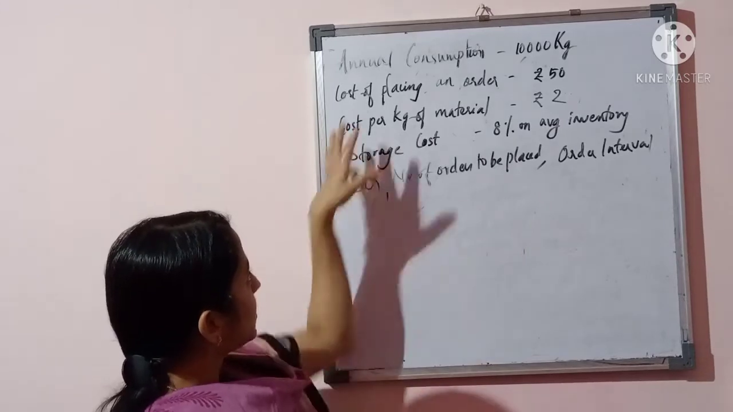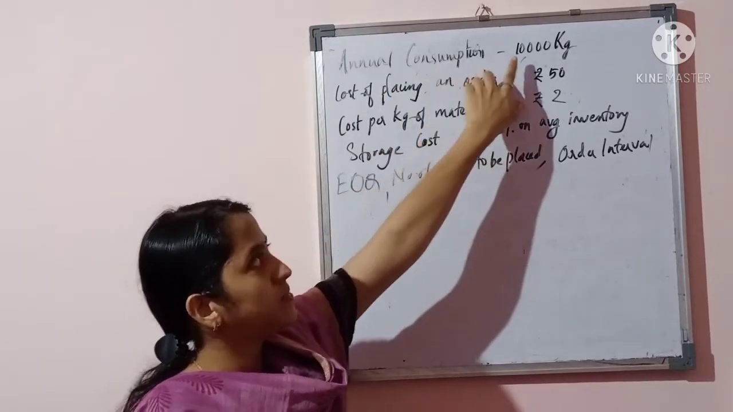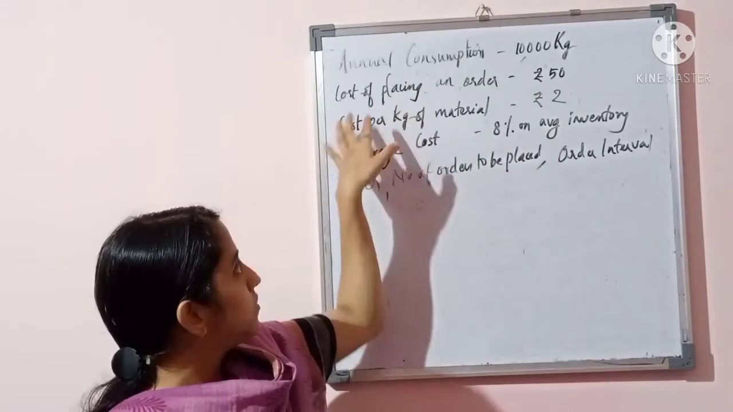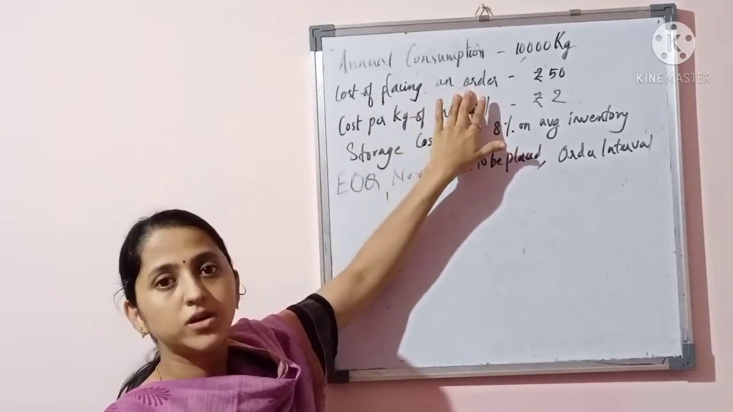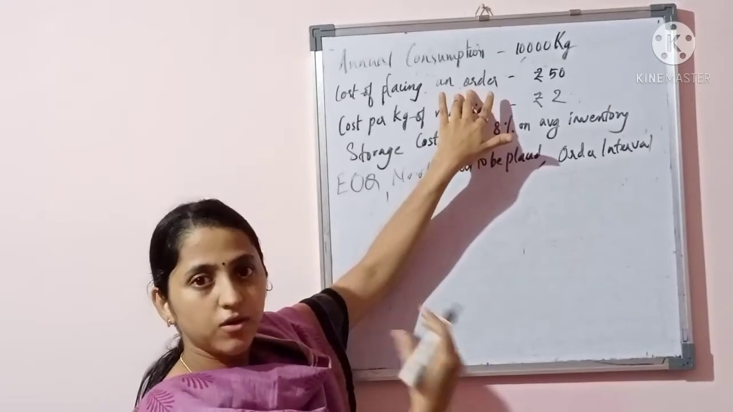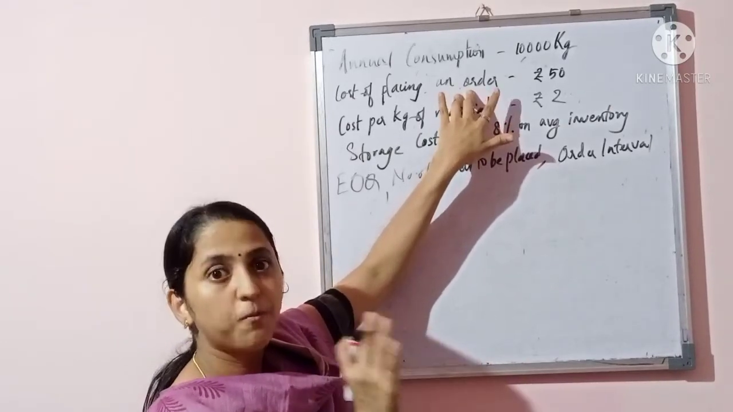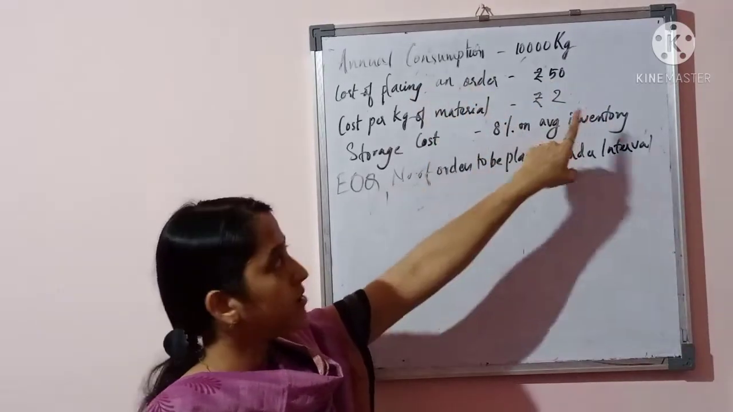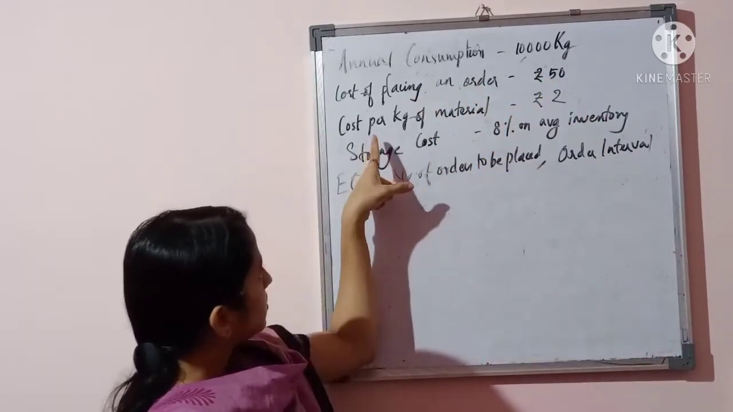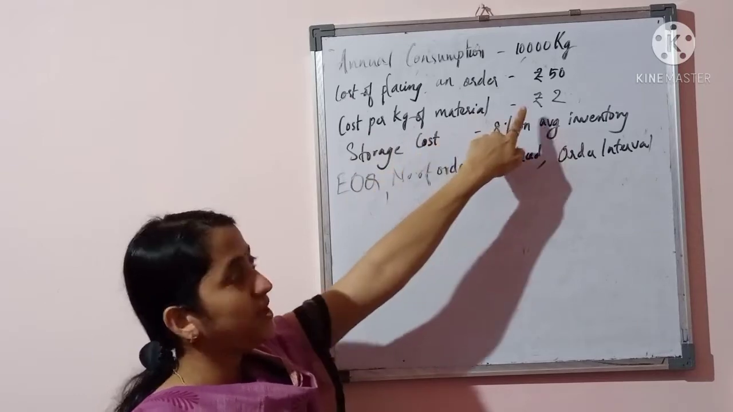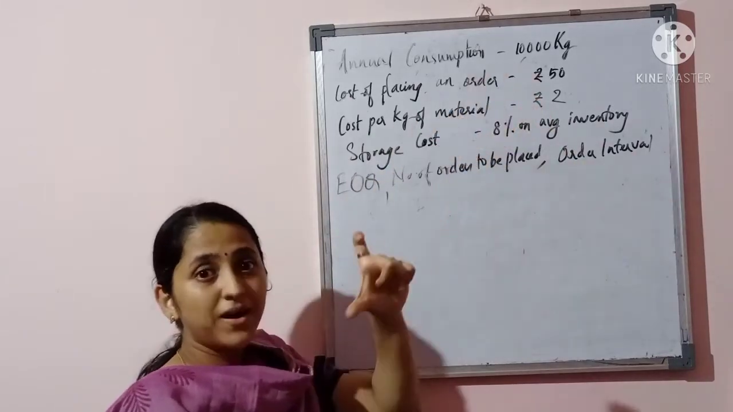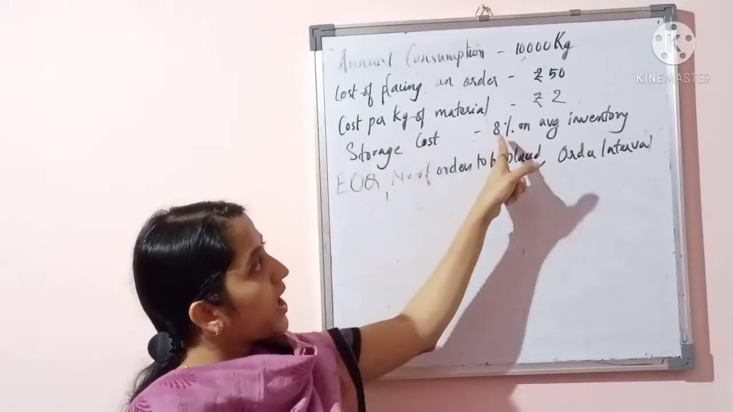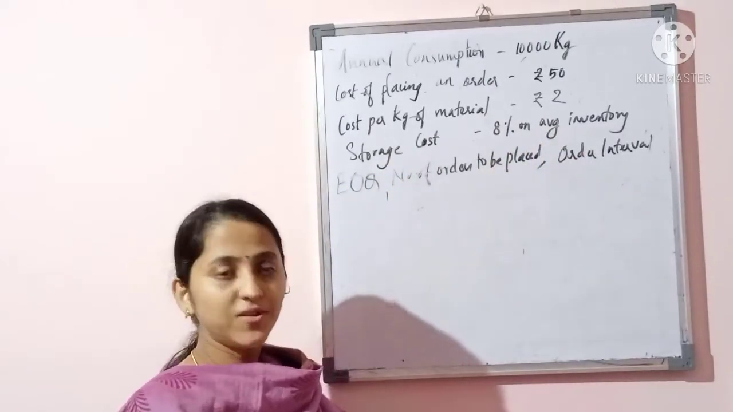So first of all, let's see. Annual consumption is given, 10,000. Cost of placing an order, what is this? It means the cost of buying, or buying cost, is rupees 50. To place an order, it costs rupees 50. Then cost per kg of material is 2. Per kg material cost is 2. And storage cost is 8% on average inventory.